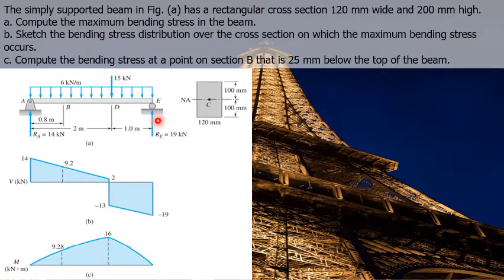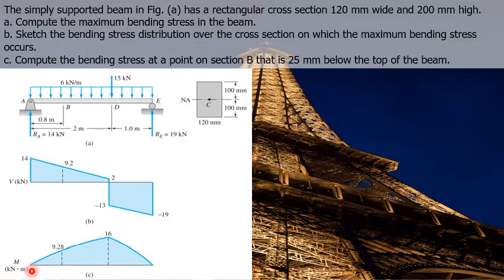And at point E, we have an upward support reaction of 19 kilonewtons. It means that we add negative 19 plus positive 19, and that is equal to 0. Therefore, our shear diagram is correct because we went from 0 to 0.